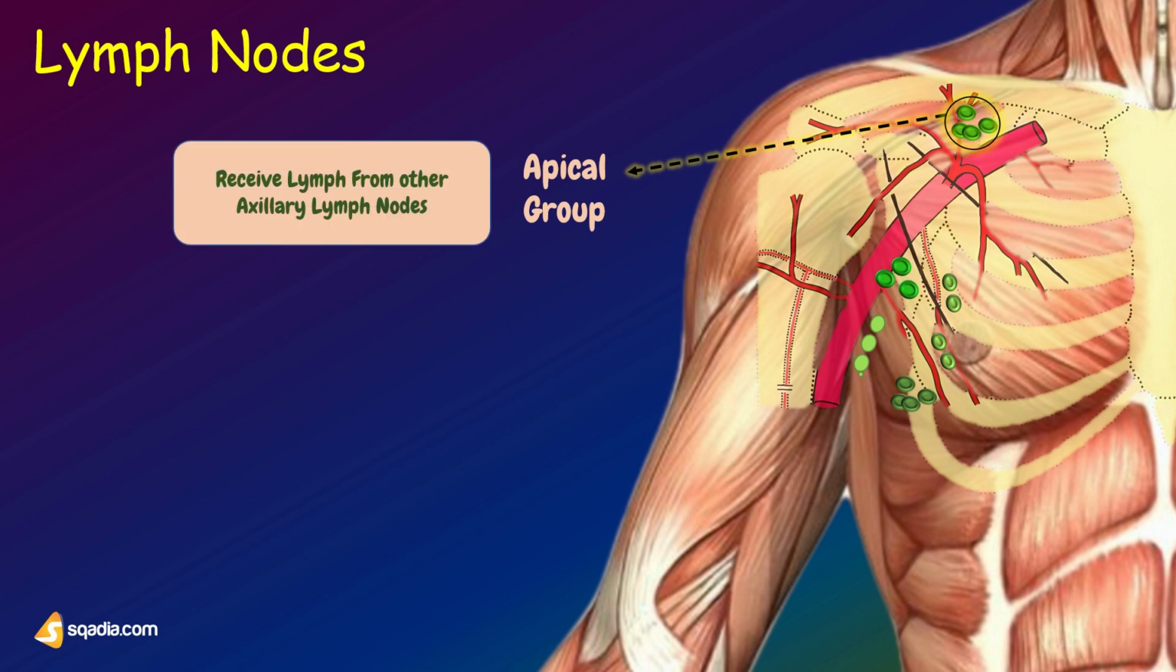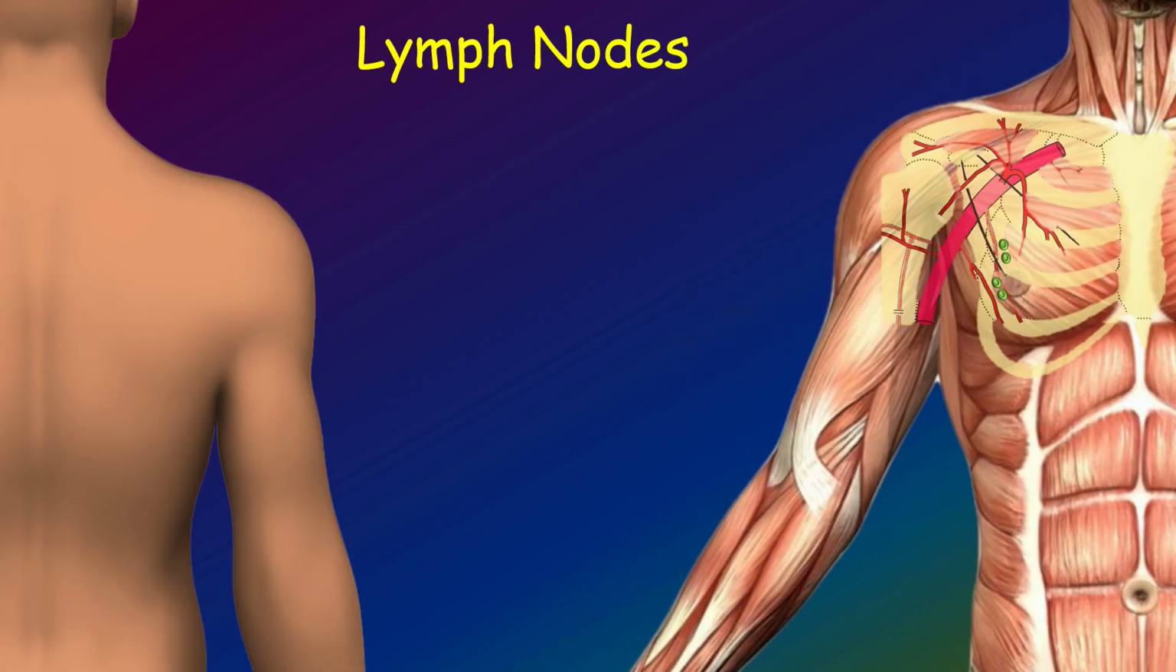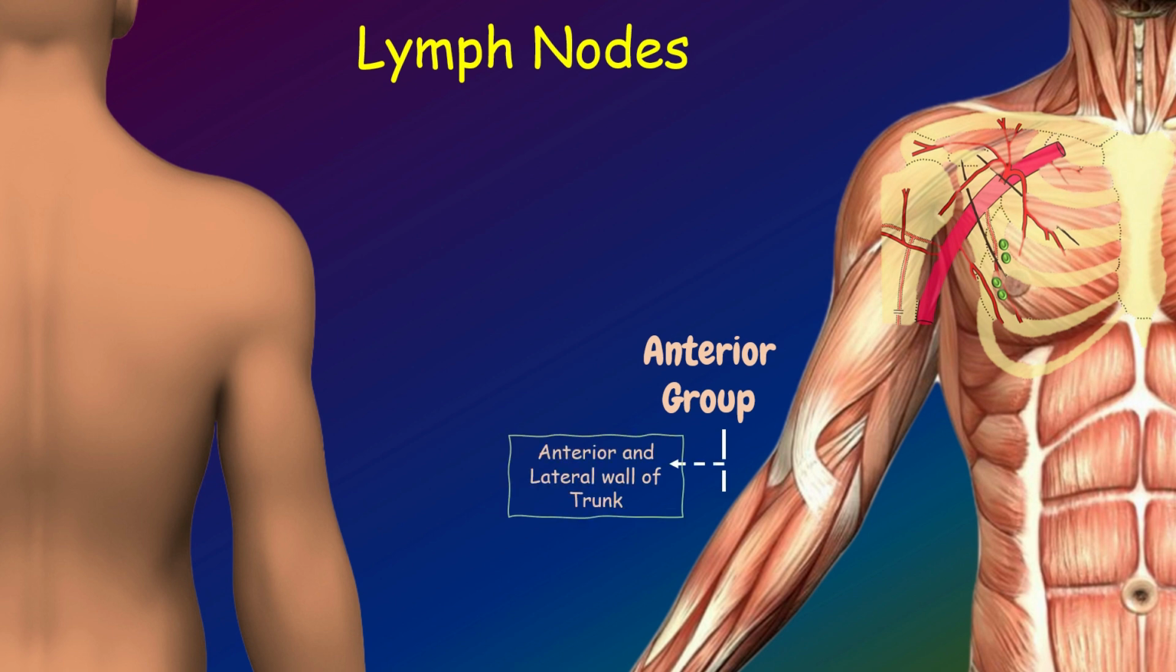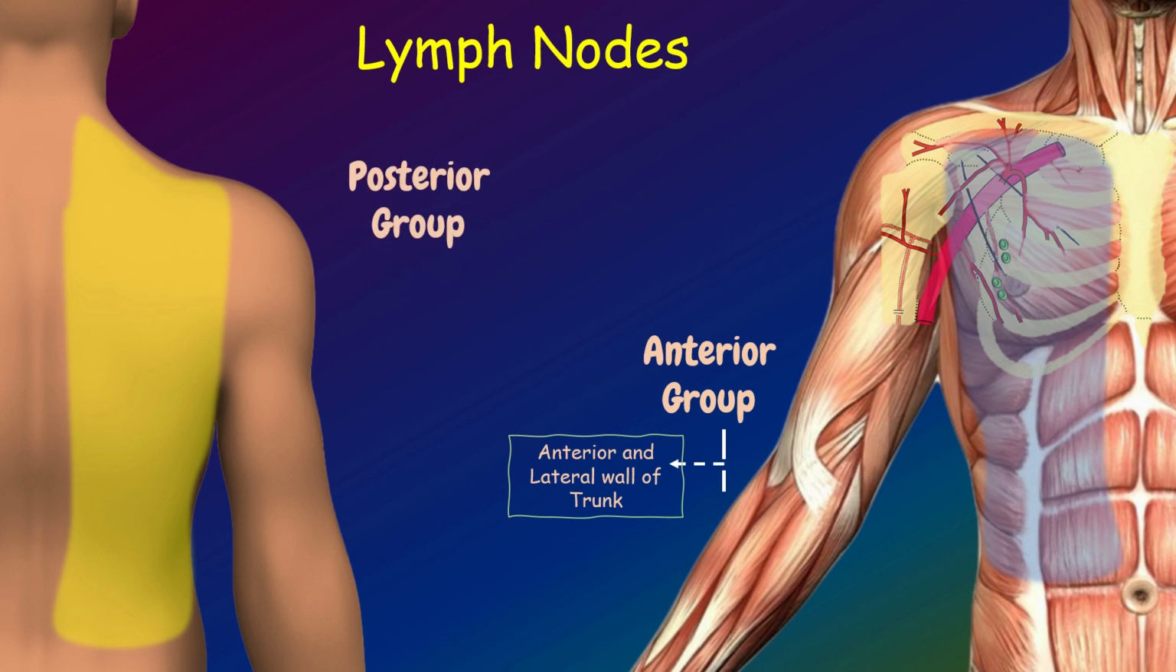These nodes are present at the apex of the axilla, just lateral to the first rib. They receive lymph from other axillary lymph nodes. The areas of drainage of these groups are here. The anterior group of axillary lymph nodes receive lymph from skin and muscles of the anterior and lateral walls of the trunk, and part of the mammary gland drains to the anterior group.